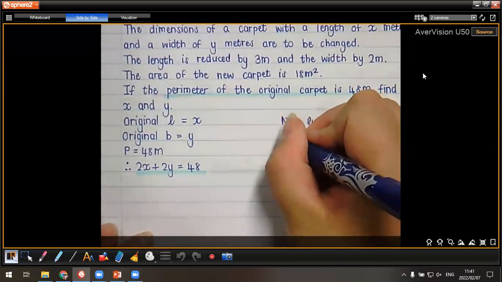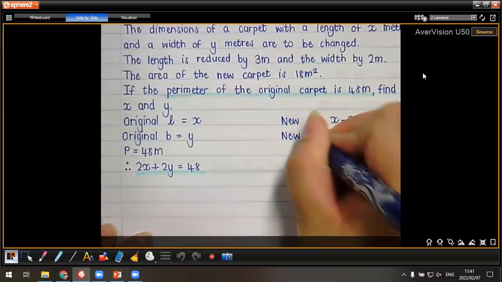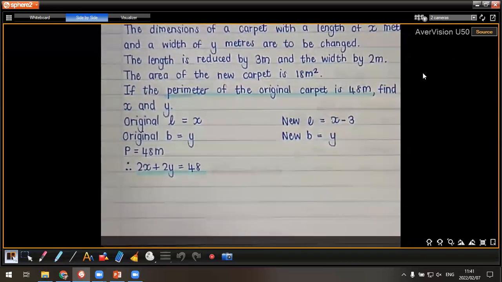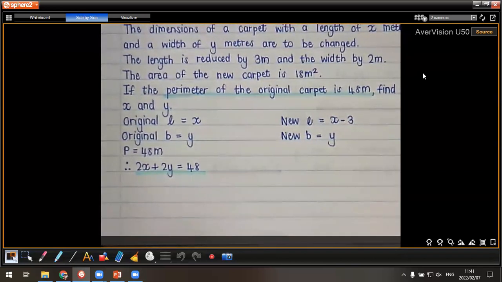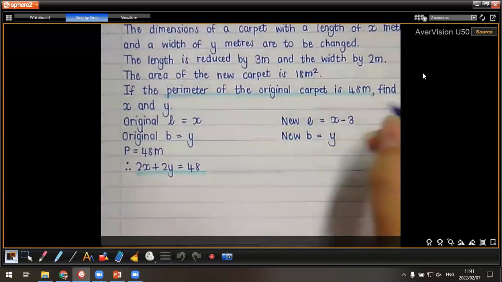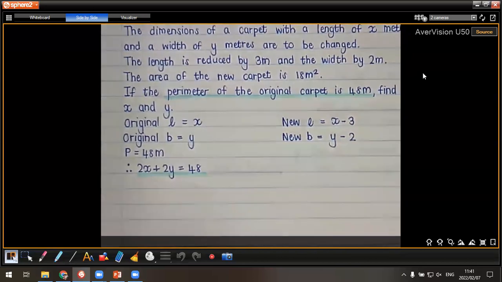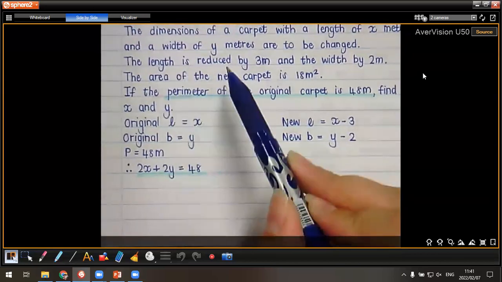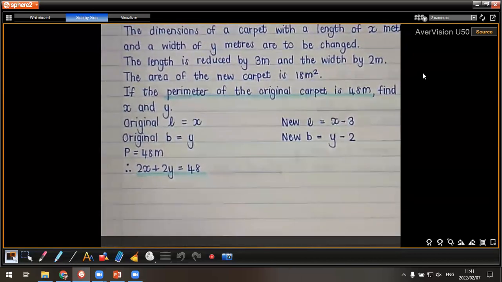And then the new breadth, remember the original breadth was y. Now they're saying, well, sorry, breadth and width is the same thing. The width is reduced by 2 meters. So it's going to be y minus 2. Yes? And then what did they tell us about the new carpet? They're saying that the area of the new carpet is 18 meters squared.